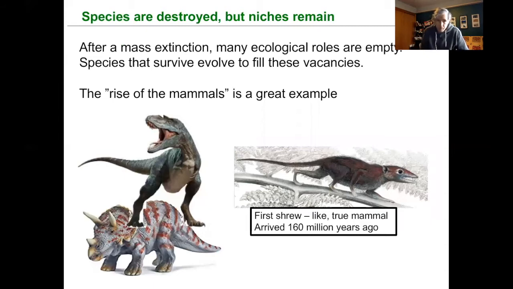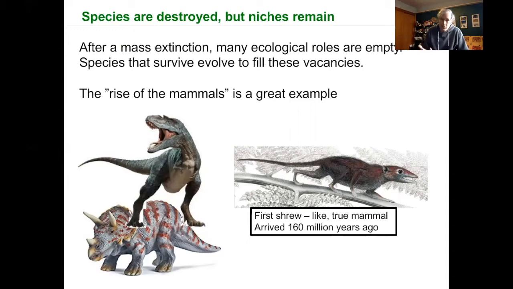So what we have is the situation where every species has its own particular niche. So after a mass extinction, species are destroyed, but the ecological roles or the niches remain. So after a mass extinction, many ecological roles are empty. So the species that survive these mass extinctions rapidly evolve to fill these vacancies.